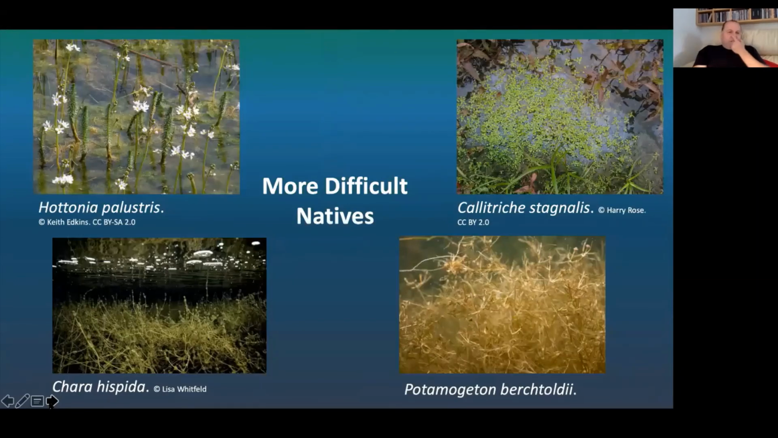There are some native plants that are a bit more difficult in your garden pond as well. I've tried some of these and really not had any success. I would love to get Hottonia established, for example. The so-called water violet. It's actually in the Primula family. I don't know why it's called violet. It looks nothing like a violet.